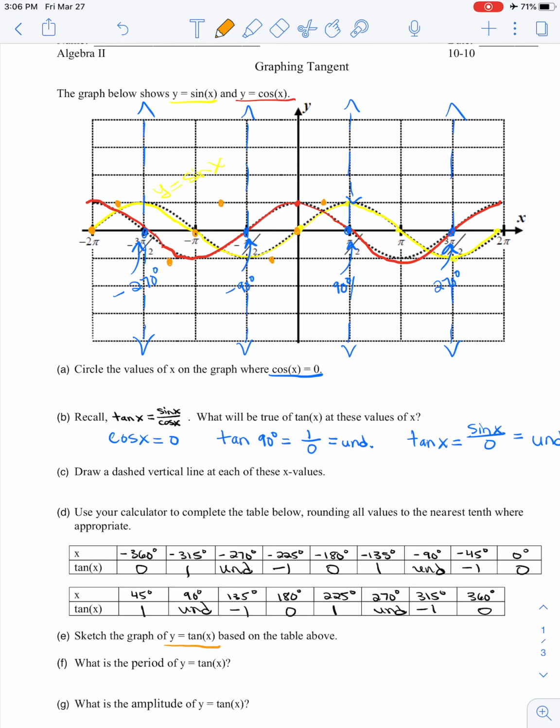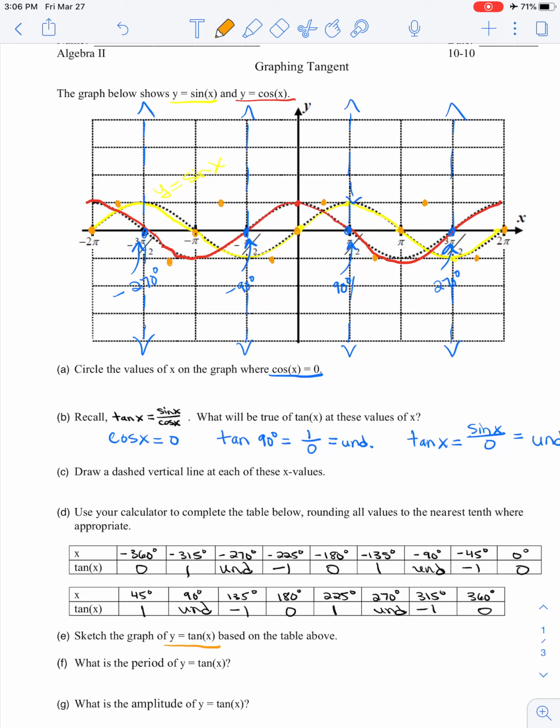45, 1. 135, negative 1. 180, 0. 225, 1. 270, undefined. Negative 315, negative 1. And 360, 0.